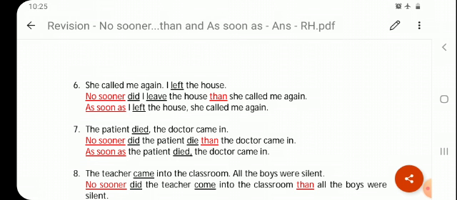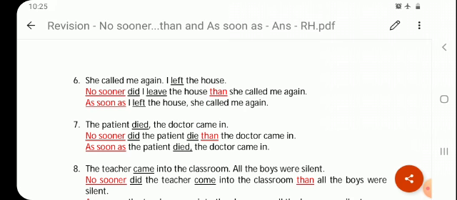Now you need to really look at the question carefully, students. Not necessarily what is written in the first sentence, that is only your first action. You need to read the sentence, use your brains and then apply the rules. Okay. So no sooner did I leave the house, then she called me again. As soon as I, now leave will again become left and we will remove the word did. As soon as I left the house, comma, then will change into comma, she called me again.